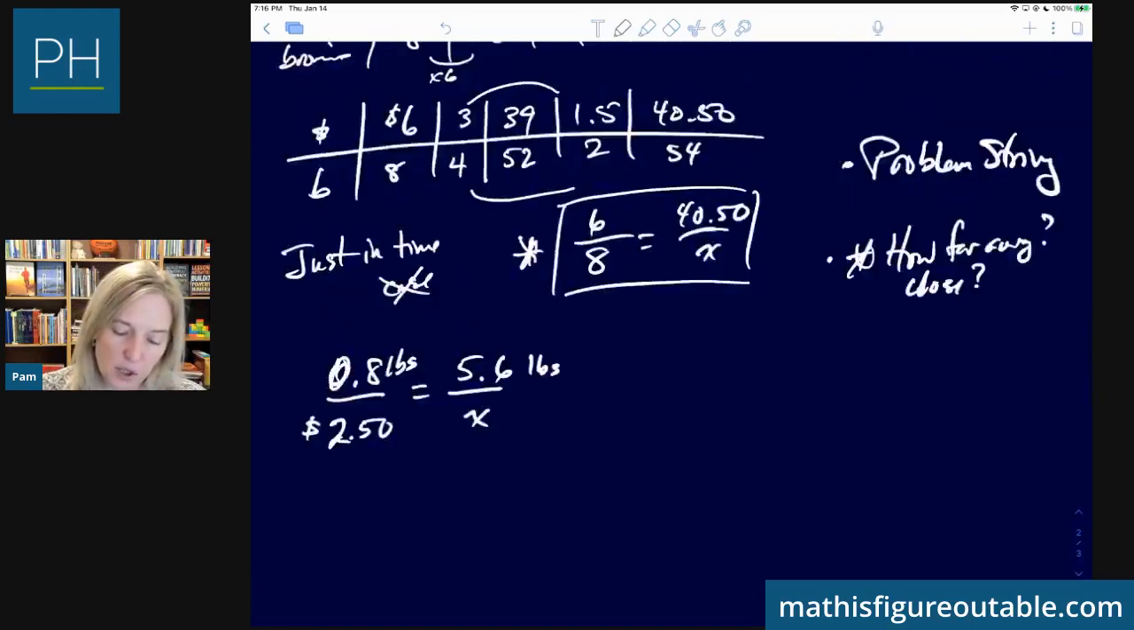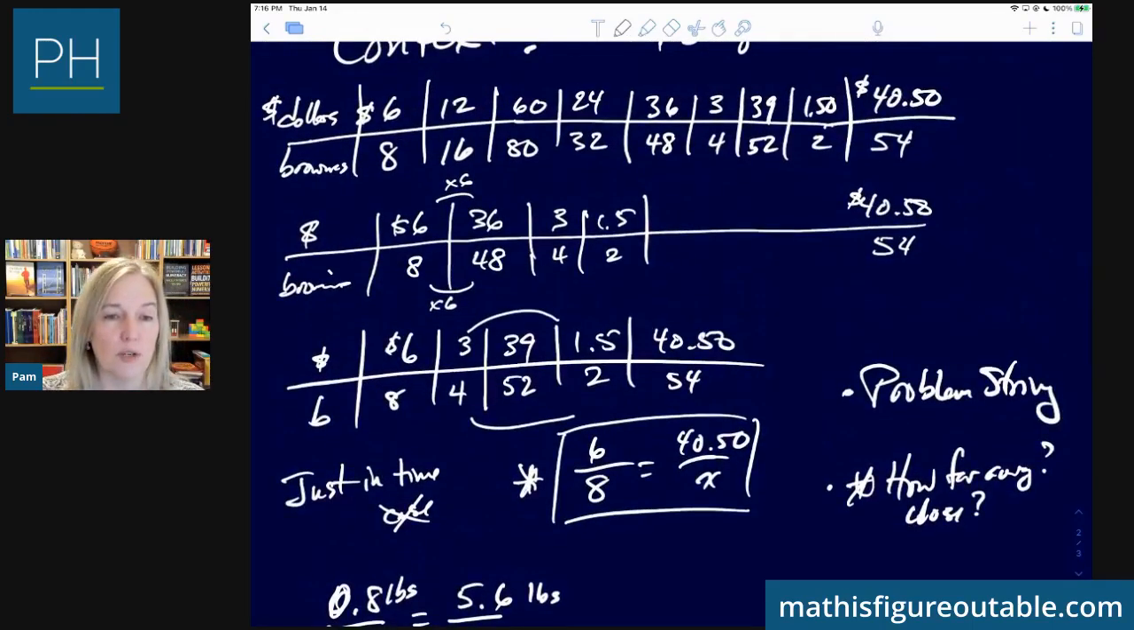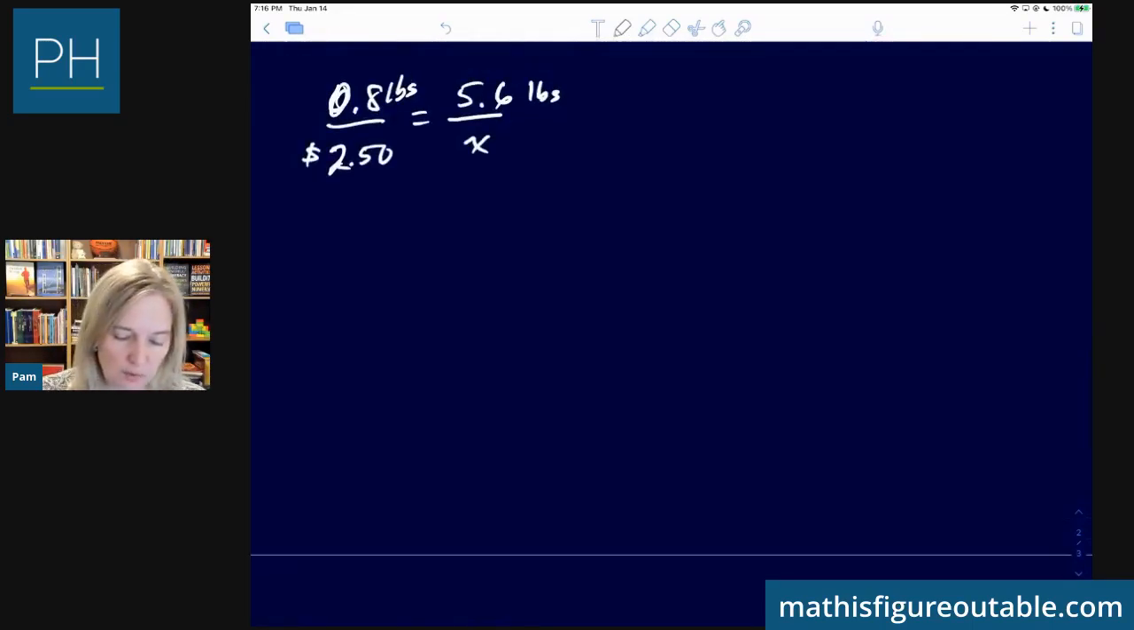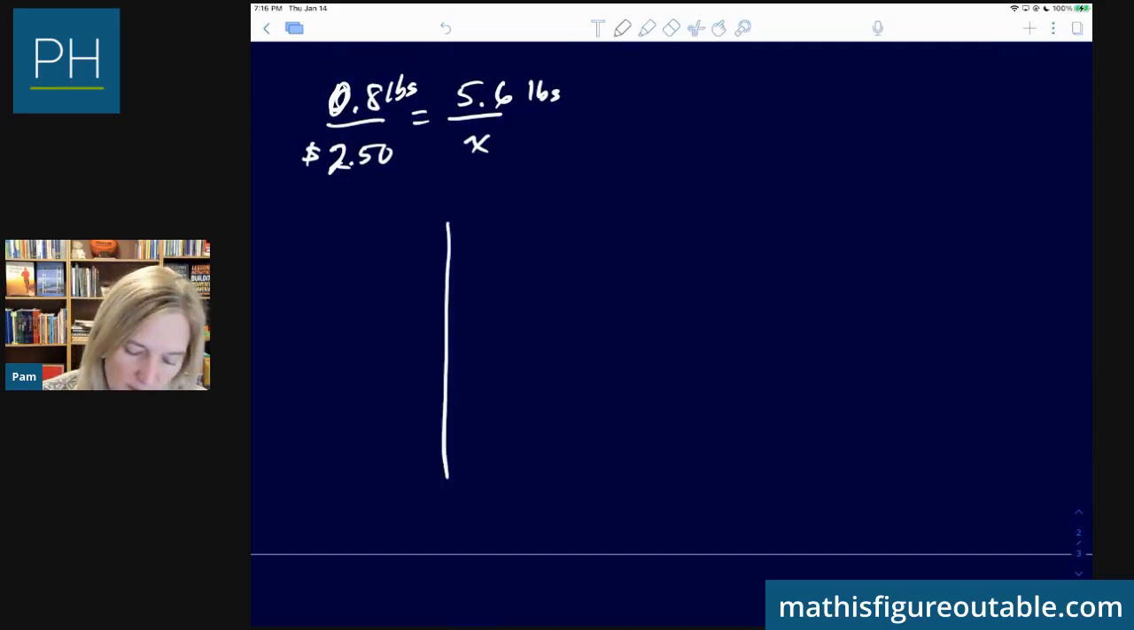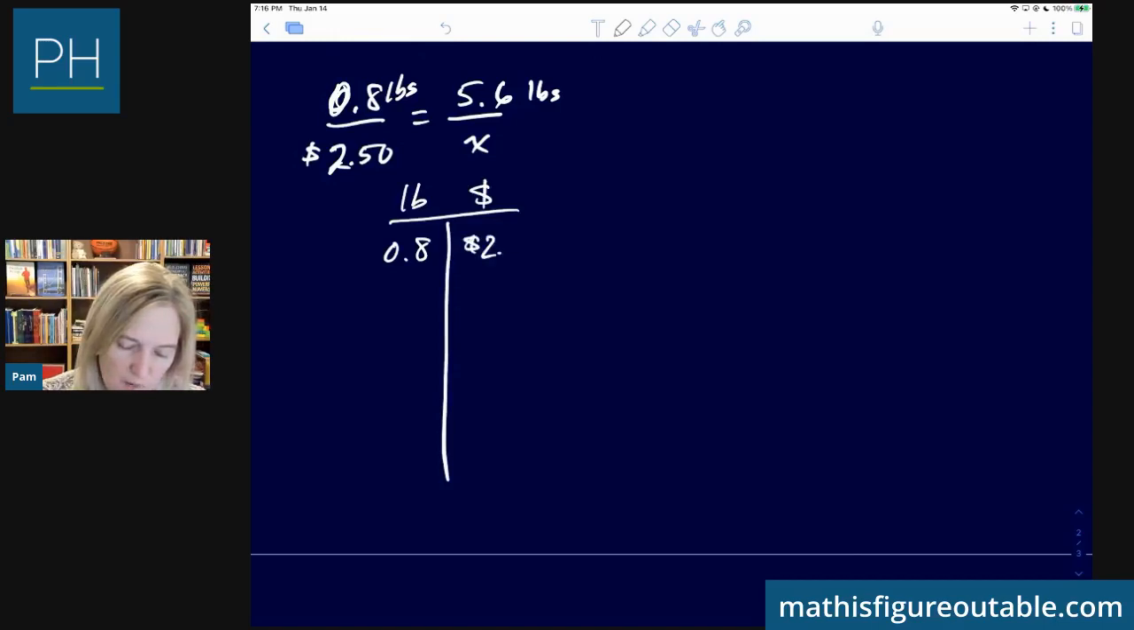Now, notice that I showed you some horizontal ratio tables, but ratio tables can also be vertical. So kids could say, well, I'm going to think about that I bought 0.8 pounds and it cost me $2.50. That could be a ratio table that they set up. And then their goal is to get to 5.6 pounds. Hey guys, where would the 5.6 go? Does the 5.6 go over here? Does the 5.6 go over here?